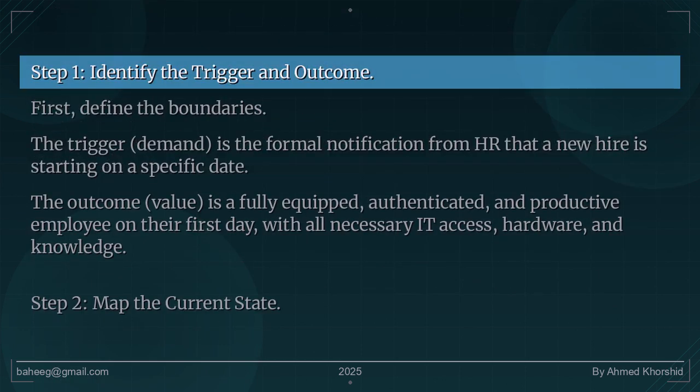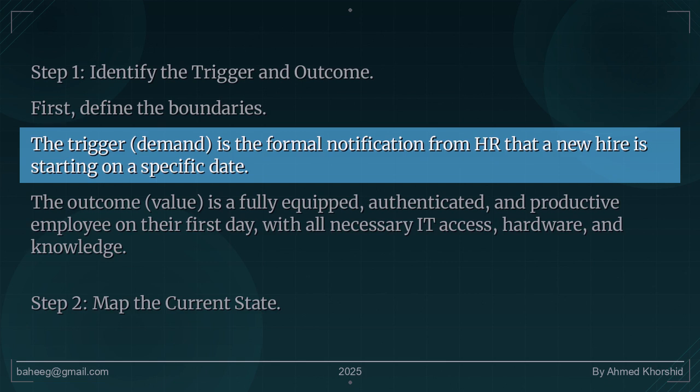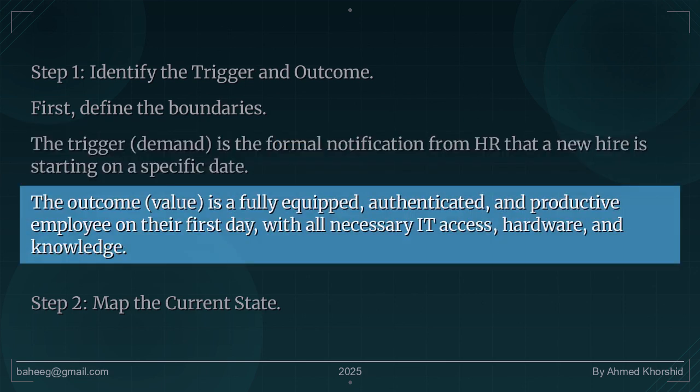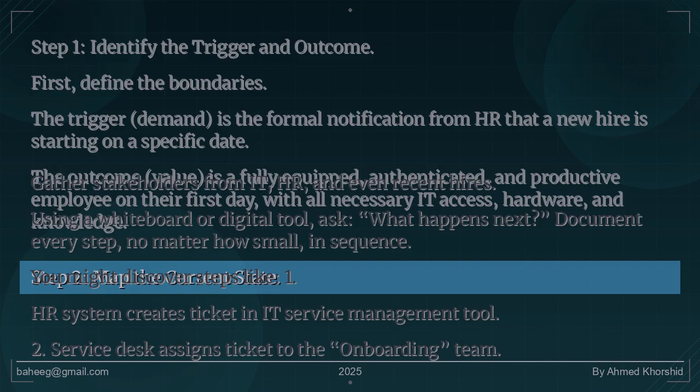Step 1. Identify the trigger and outcome. First, define the boundaries. The trigger, demand, is the formal notification from HR that a new hire is starting on a specific date. The outcome, value, is a fully equipped, authenticated, and productive employee on their first day, with all necessary IT access, hardware, and knowledge.